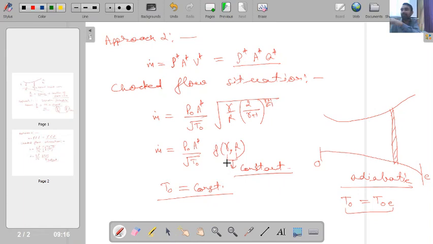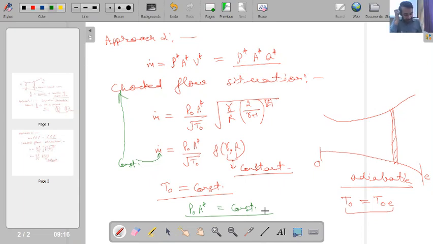Mass flow rate does not vary with the pressure. So for a choked flow situation, mass flow rate is also constant. If this is the case, the only parameter left is P naught into A star. So I can say that P naught into A star will be equal to constant. This is an important point. So P naught into A star will become constant.